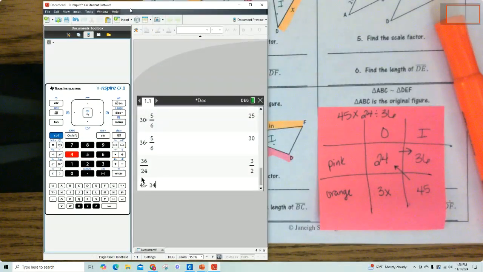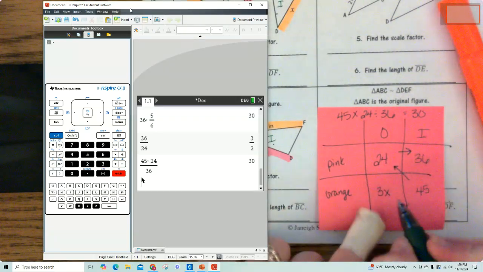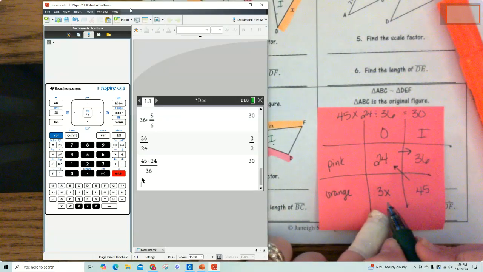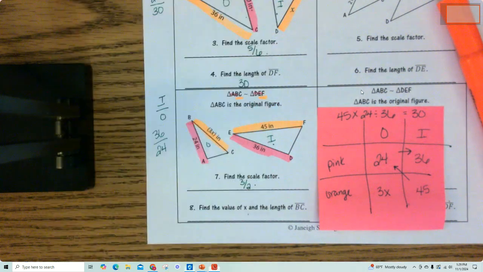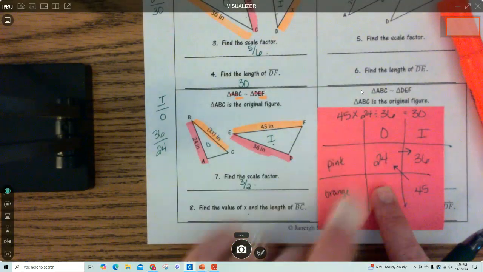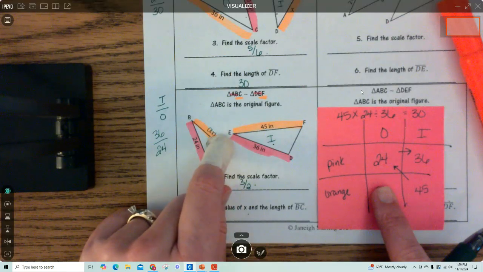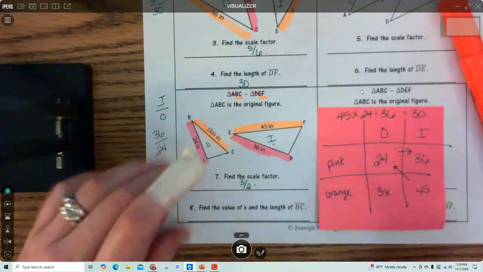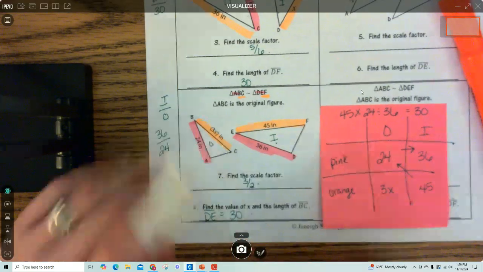So 45 times 24 divided by 36. And that gives me 30. Now, is that what x equals? So what is that 30? What is that amount? That is the missing length. So ignoring this, if I cross multiply and divide, that math right there finds me the length of the orange side on the original. So that's the length of DE. You have to find that first.